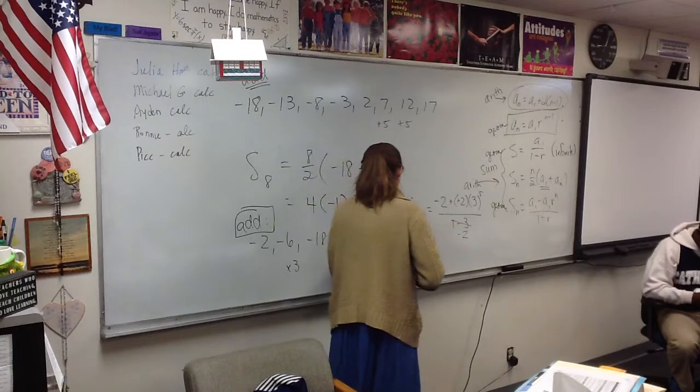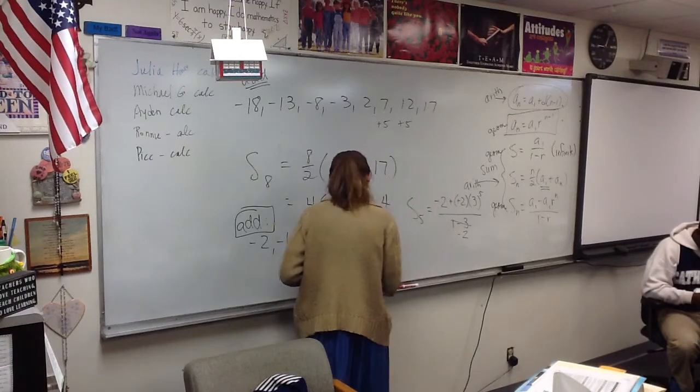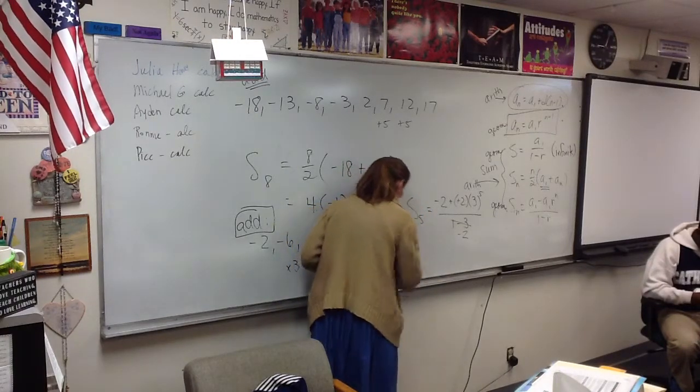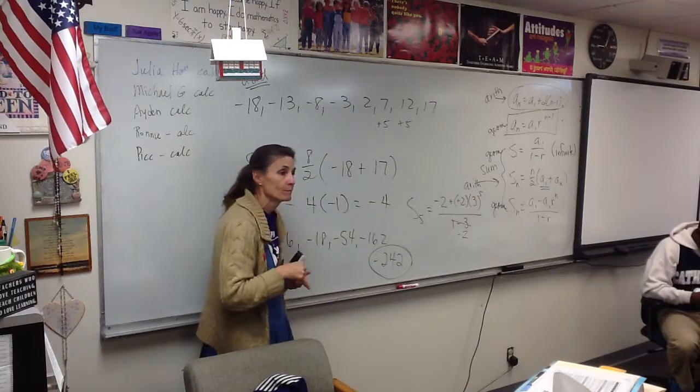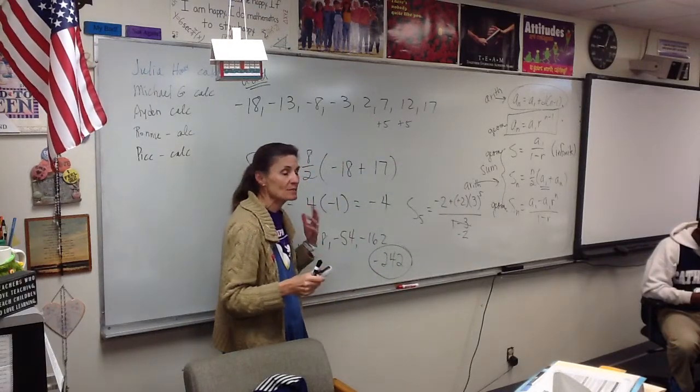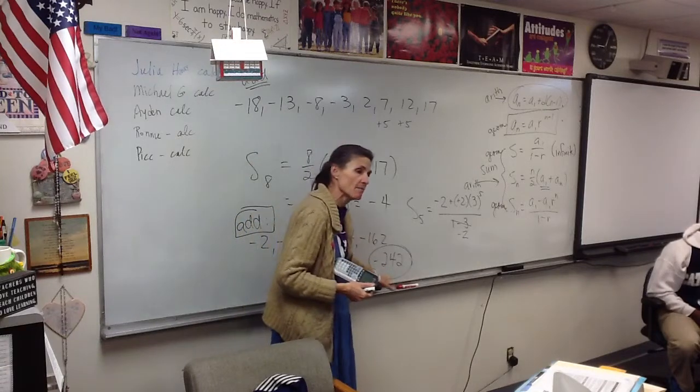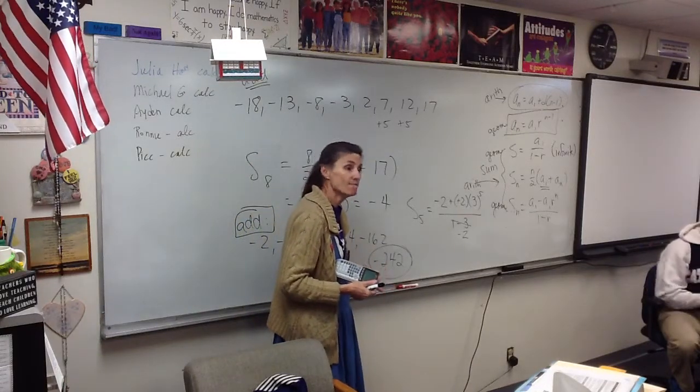Did you get negative 242? Yes. So the S sub 5 doesn't go in the equation? No, that's what we're finding. This is S sub 5 right here, the sum of 5 terms.